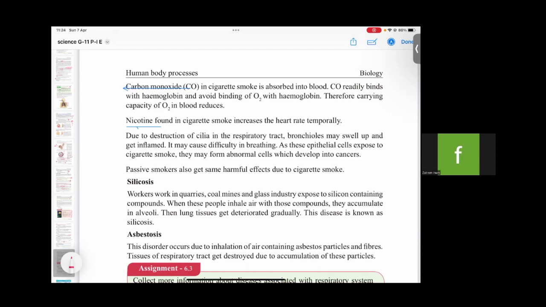Also, as these epithelial cells are exposed to cigarette smoke more and more, they will form abnormal cells which develop into cancers. This is not only a problem for active smokers, but also for passive smokers who are close by to the people who are smoking. You have to be very careful.